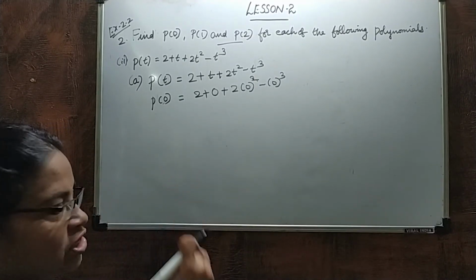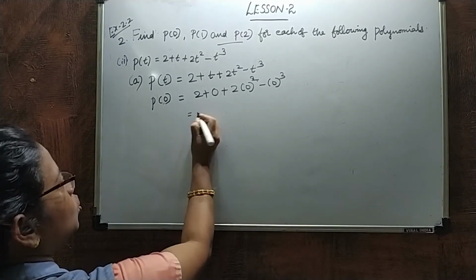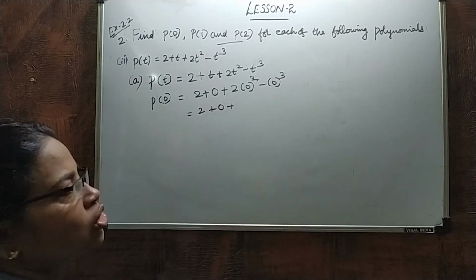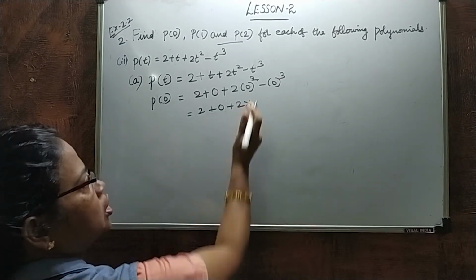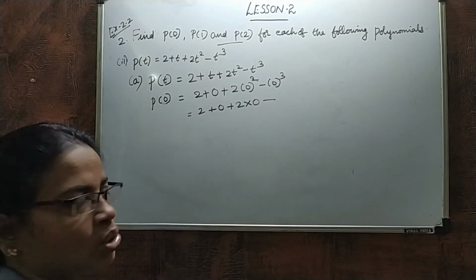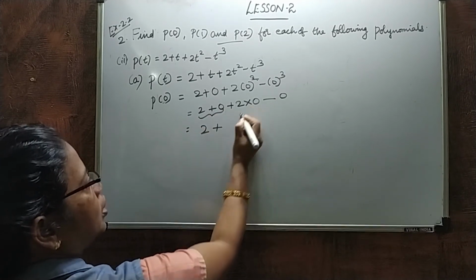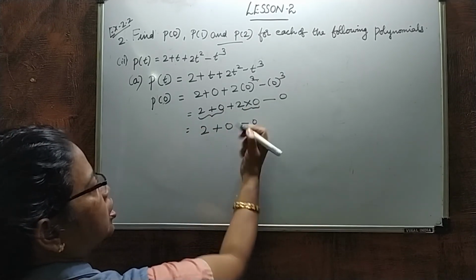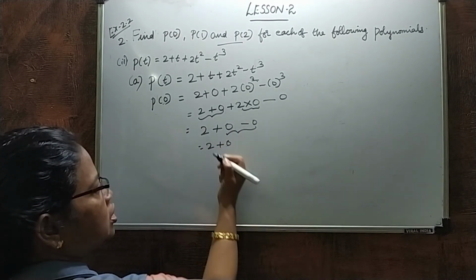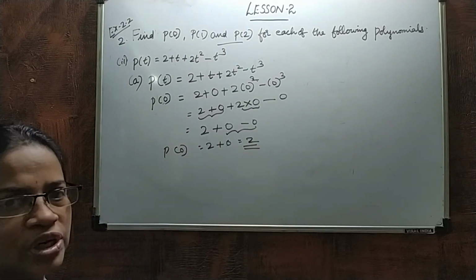Before that, when I am doing, just do it in your mind and tell yourself this is the answer. Okay. So 2 plus 0, first you finish this one. 2 into 0 is 0. That means 2 into 0 into 0 into 0 minus 0 into 0 into 0 is 0. So it is 2 plus 0, it is 2, plus 2 into 0, it is 0 minus 0. So here it is 0 minus 0, 2 plus 0, you will get the answer 2. So P of 0 is equal to 2, you will get.